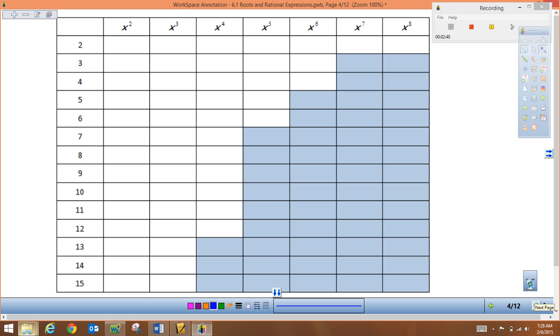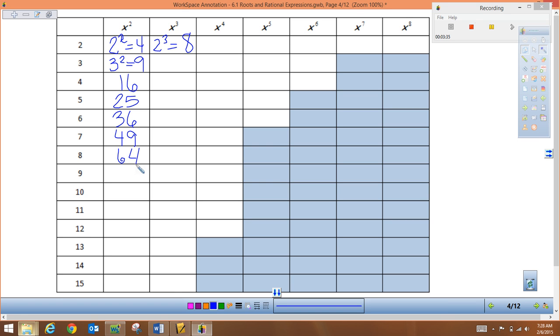You see here it's 2 and x squared. So this box is going to be 2 squared, which is 4. This box is going to be 2 cubed, which is 8. This box is going to be 3 squared, which is 9. Okay, and so on and so forth. 4 squared, 16. 5 squared, 25. 6 squared, 36. 49. 64.